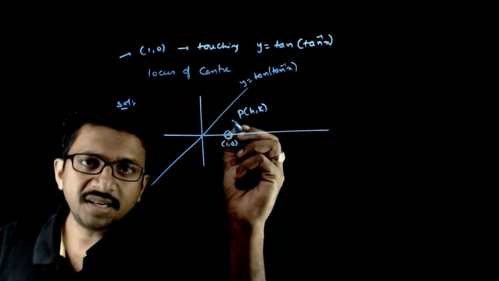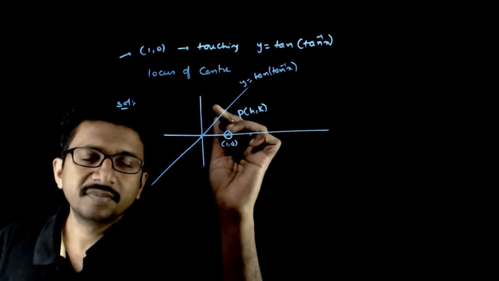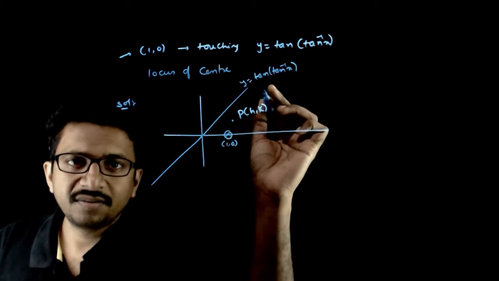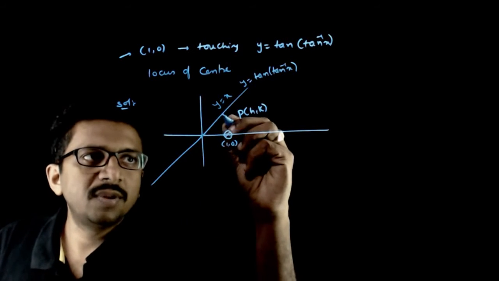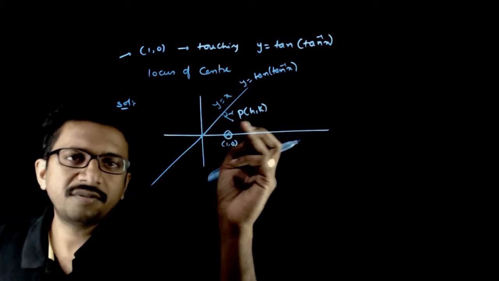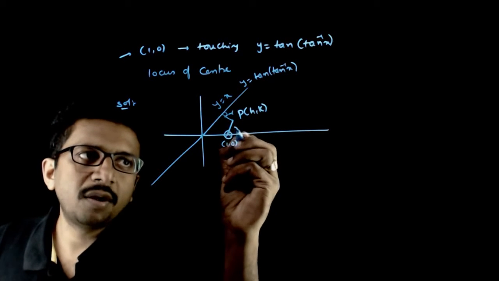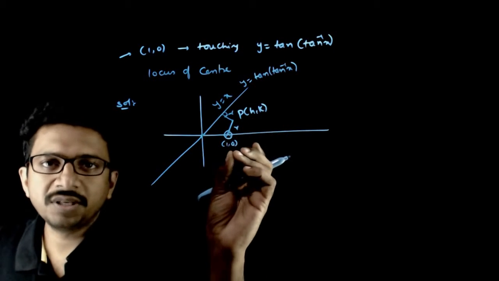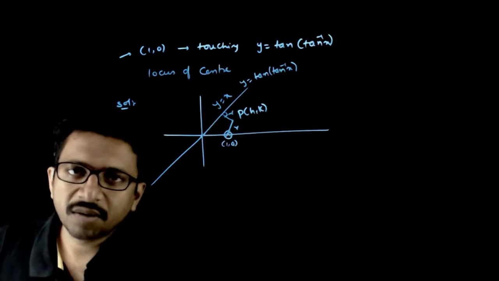So if (h, k) is a point on the locus, you will have a circle with (h, k) as center, which passes through (1, 0) and touches the line y equals tan of tan inverse x, that is nothing but y equals x. So the perpendicular distance will be equal to r. The distance from the tangent to the center will be equal to the radius, and the distance of this point from (1, 0) will also be equal to the radius. That is, the distance of this point from (1, 0) is exactly the same as the perpendicular distance of this point from the line y equals x.